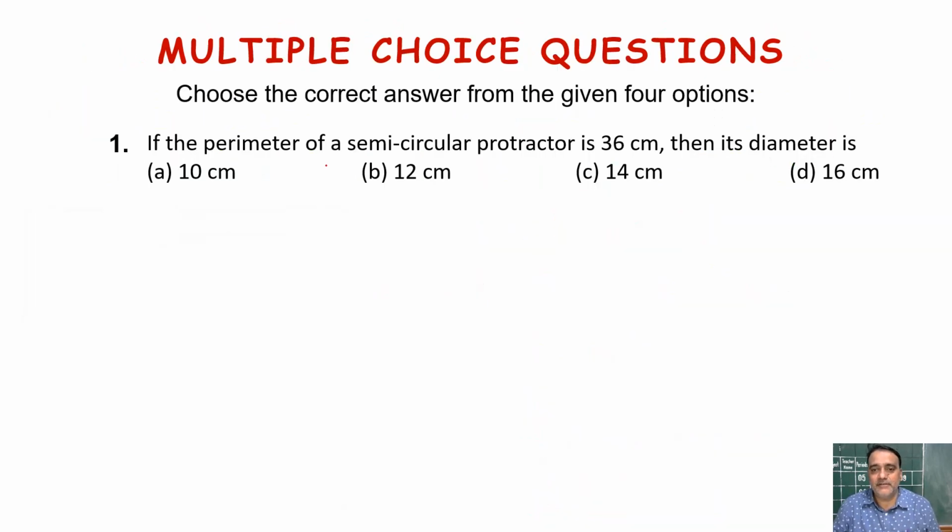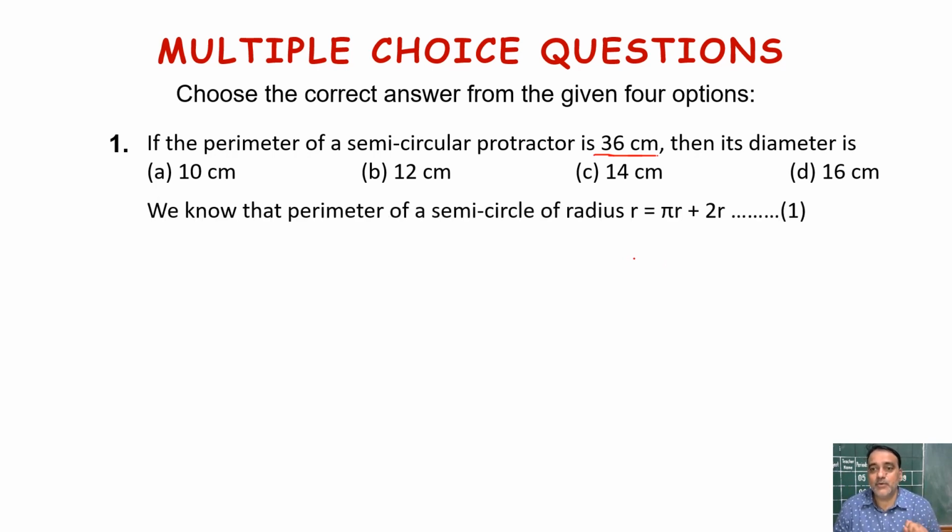If the perimeter of a semicircular protractor is 36 centimeter, then its diameter is dash. So what is the formula for the perimeter of a semicircular protractor? Pi r plus 2r. Very good. Pi r plus 2r, and that is equal to 36. First we will substitute the value of pi, that is 22 by 7. Now take LCM.